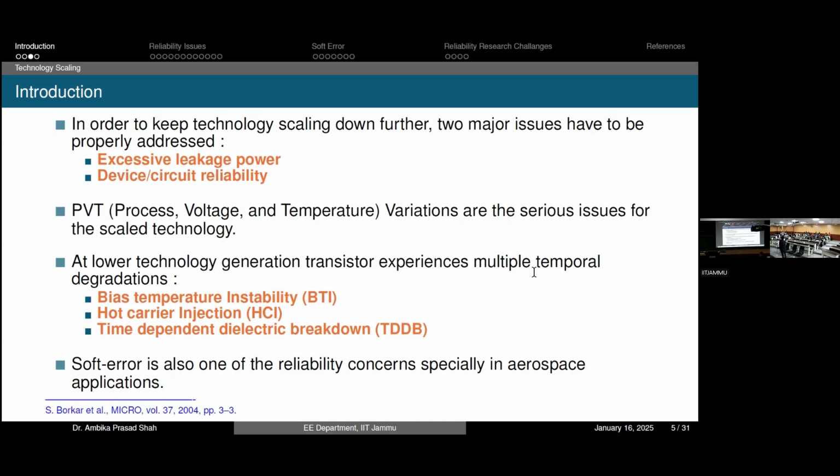Okay, so with this we understood the different kinds of reliability issues, and let us try to understand them one by one. If you have any question, you can ask in between.